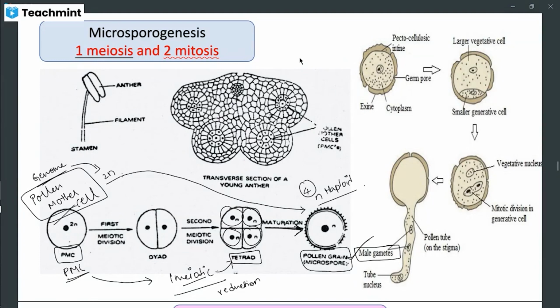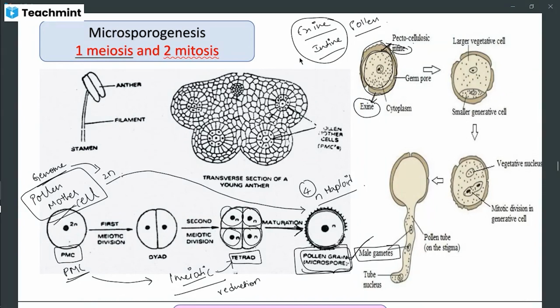Up to this, the pollen grain or microspore is formed, and it is surrounded by two different types of layers. The outer layer is known as exine, and the inner layer is known as intine. Even these questions are being asked in the JRF. So please remember, exine is the outer layer and intine is the inner layer of pollen.